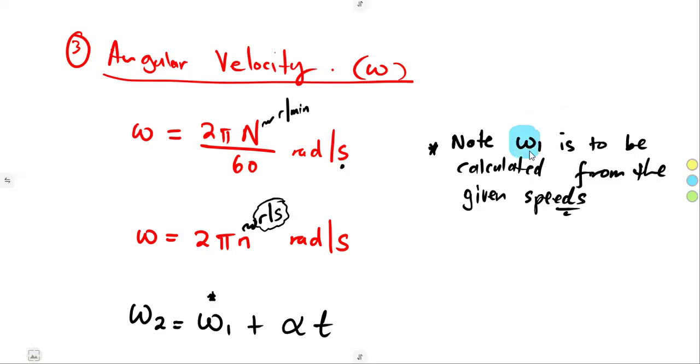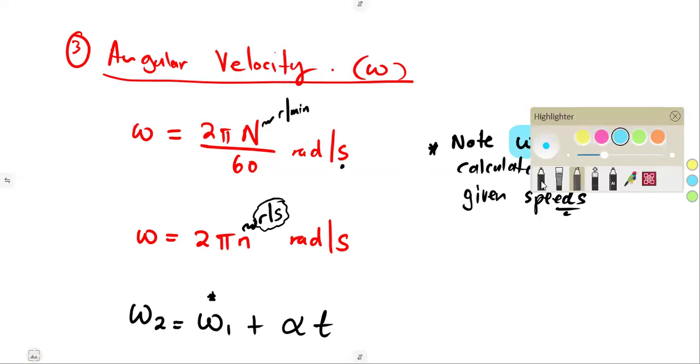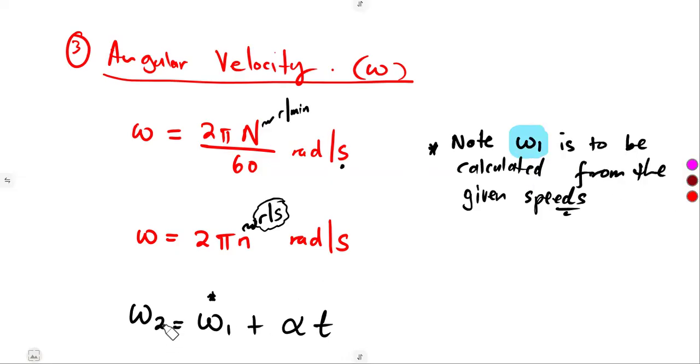So omega 2 cannot be calculated directly, because remember in our introduction, guys, we talked about the condition when our shafts end up having the same speed at the end.